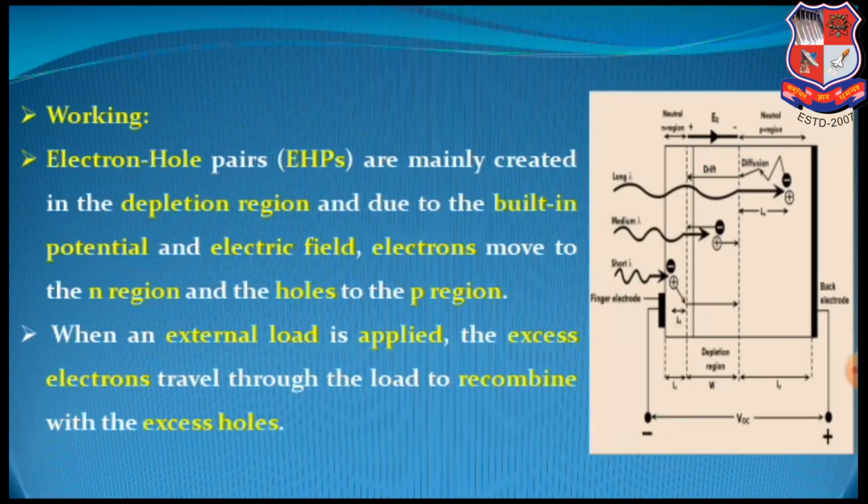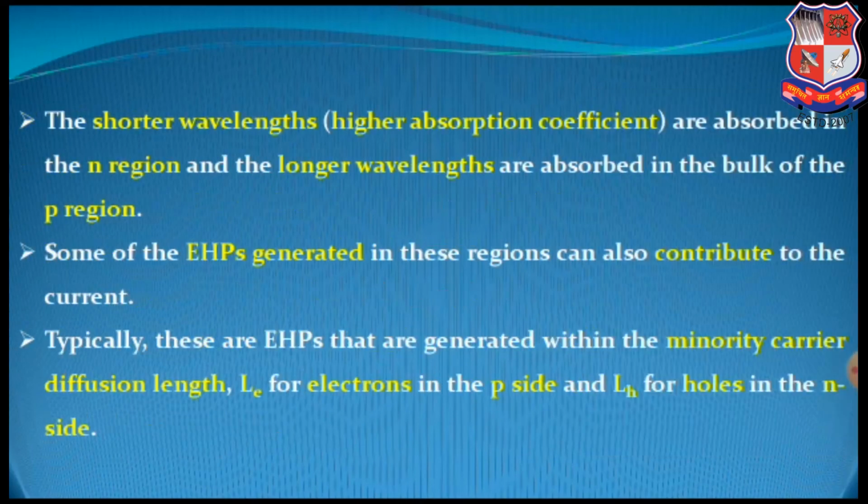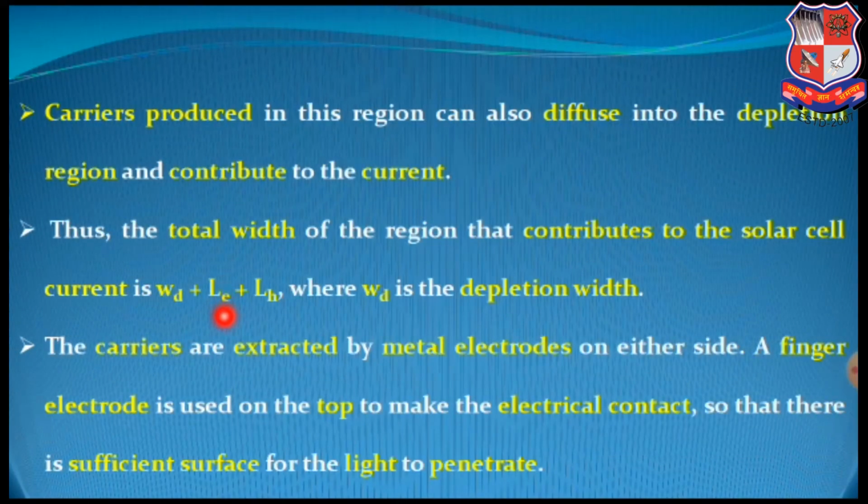Here you can see this is the depletion width plus the diffusion length of electrons in the n-type semiconductor plus the diffusion length of holes in the p-type semiconductor. So this is the total width of the region which contributes to the solar cell current. And as I mentioned earlier, WD is the depletion width. The carriers are extracted by metal electrodes. On the other side, a finger electrode is used on the top to make the electrical contact so that there is sufficient surface for light to penetrate.